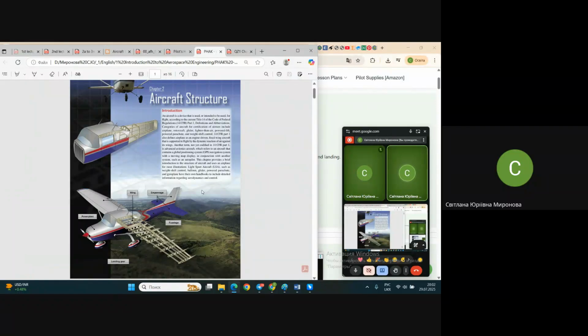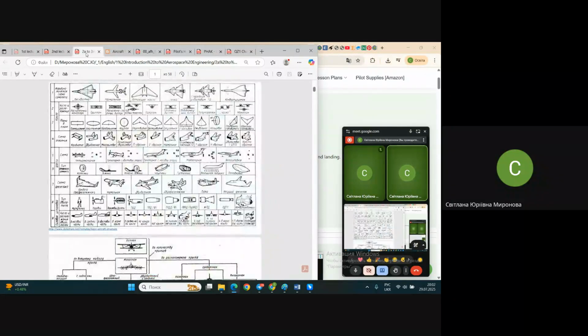Hello, my dear students, once again, class number 7, and we are going to talk about aircraft structure, airplane structure, and it comes about inner structure. But before we get started, once again, let's come back to matters that we discussed previous time.